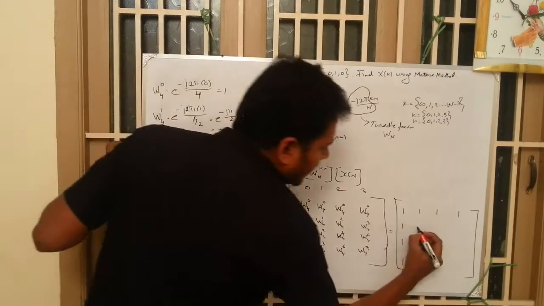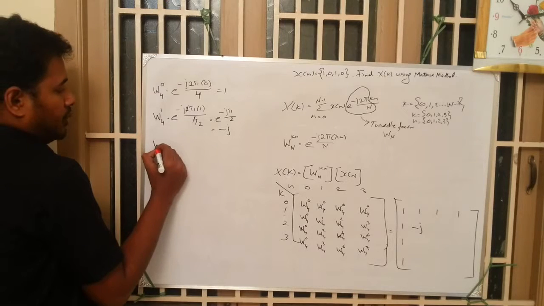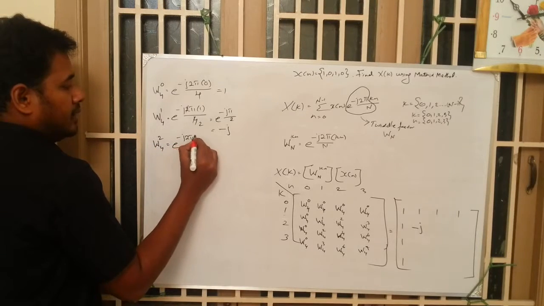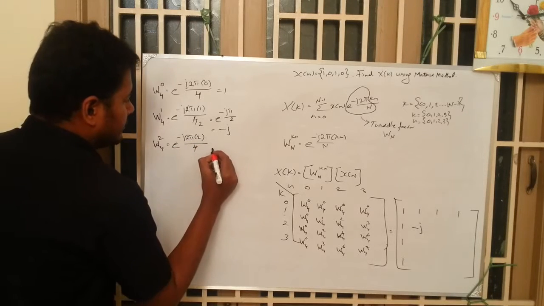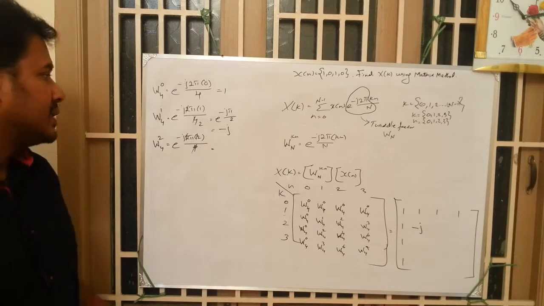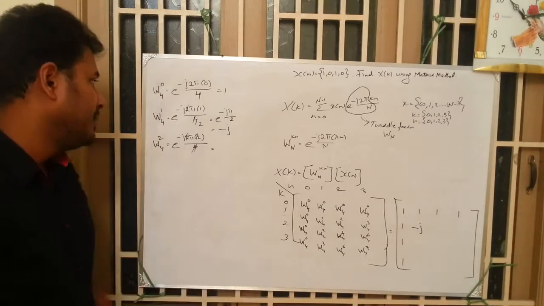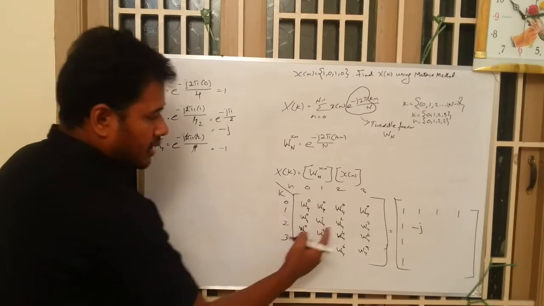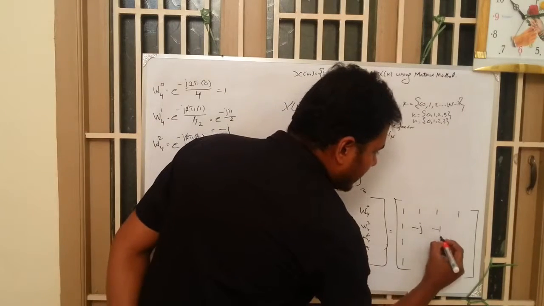So here we can write minus j. Next, W base 4 power 2. E power minus j 2 pi into 2 by 4. That is e power minus j pi, that is cos pi minus j sin pi. Cos pi is minus 1, sin pi is 0. So it is minus 1. W base 4 power 2 is minus 1. So we have W base 4 power 2 in two places. We can replace it with minus 1.